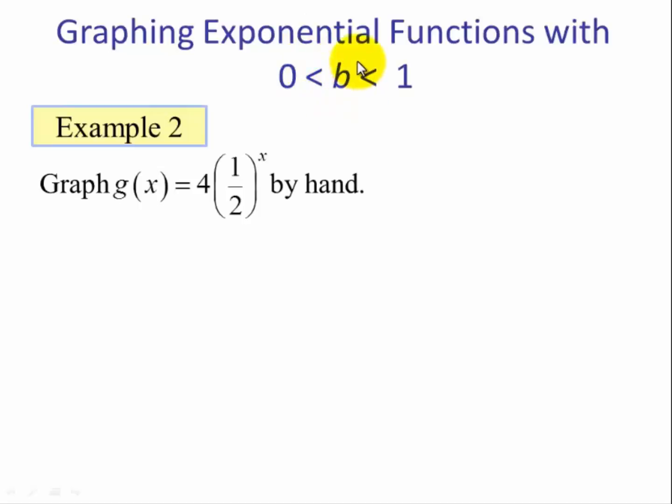Let's look at another example. This time we're going to have b be in between 0 and 1. So example 2, graph g of x equals 4 times 1/2 to the x power. So our base is 1/2. 1/2 is in between 0 and 1. Let's see by changing the base, how does that affect the graph?